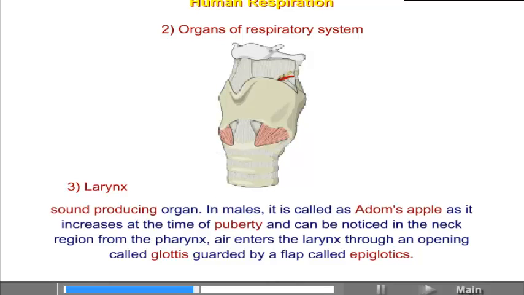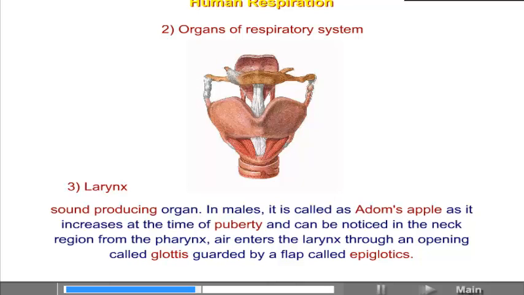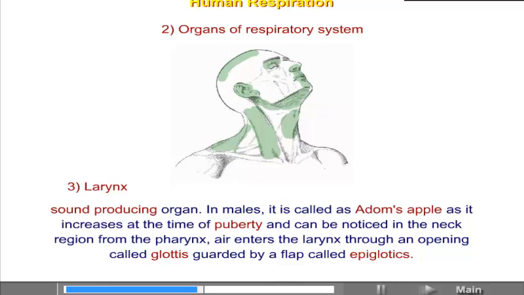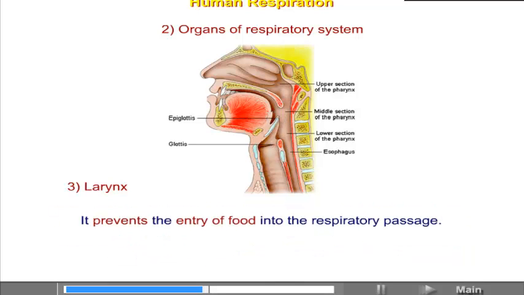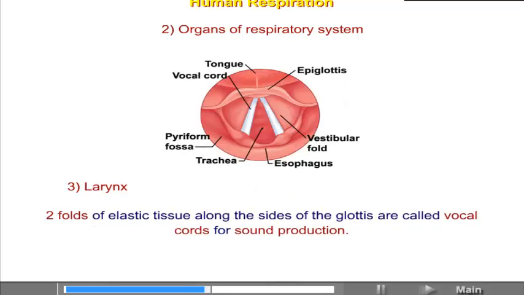Larynx, sound producing organ. In males it is called Adam's apple as it increases at the time of puberty and can be noticed in the neck region. From the pharynx, air enters the larynx through an opening called glottis, guarded by a flap called epiglottis. It prevents the entry of food into the respiratory passage. Two folds of elastic tissue along the sides of the glottis are called vocal cords for sound production.